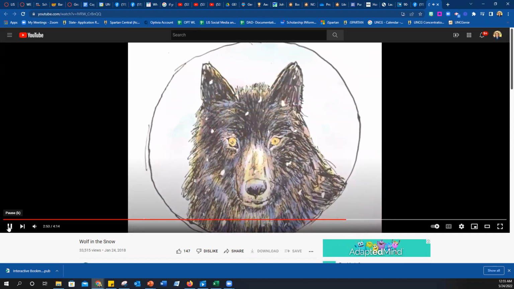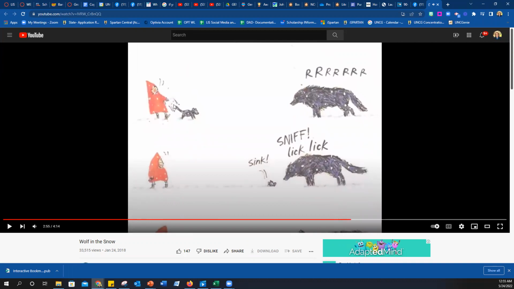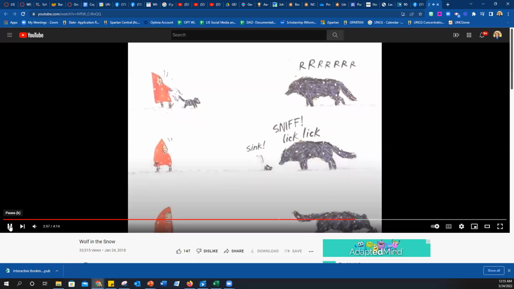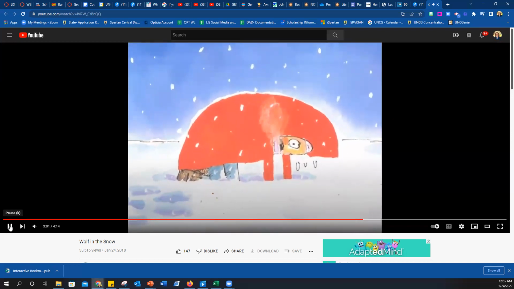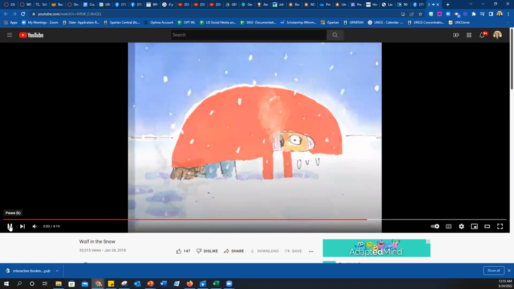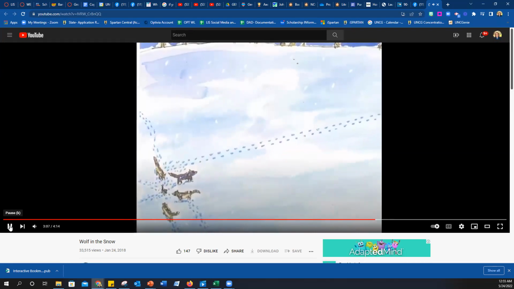Kind of looking at each other. Looks like she lets the little pup down. The pup goes over. They kind of have a conversation, don't they? She's like, whew, that's over. Now I've got to get home. So she takes off.